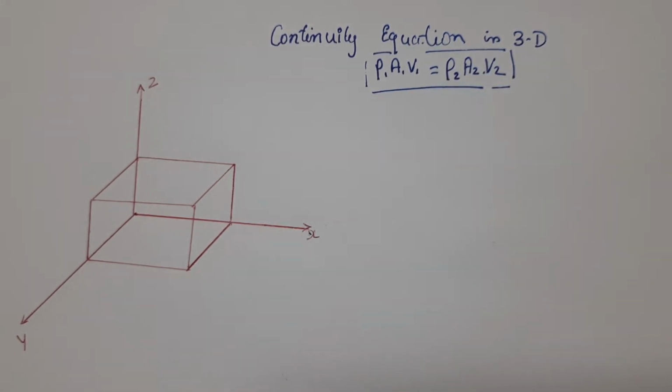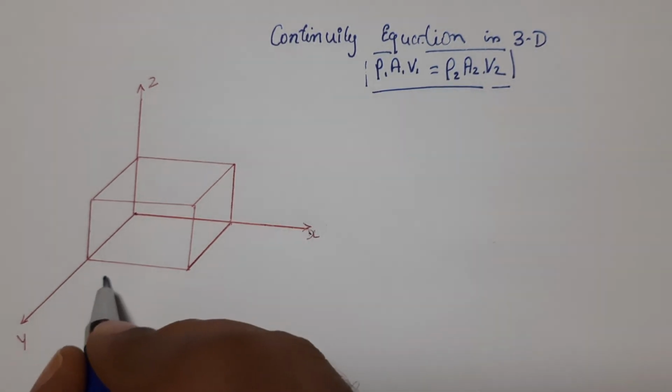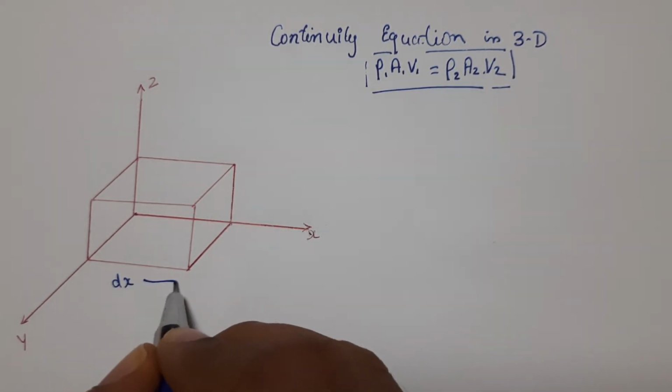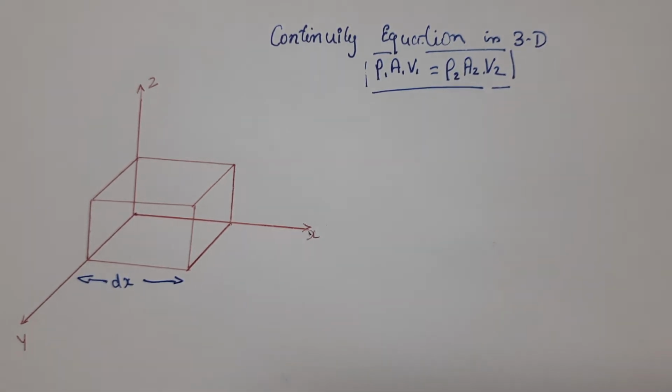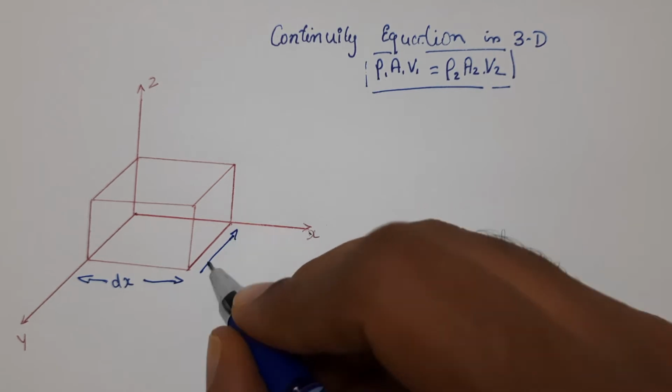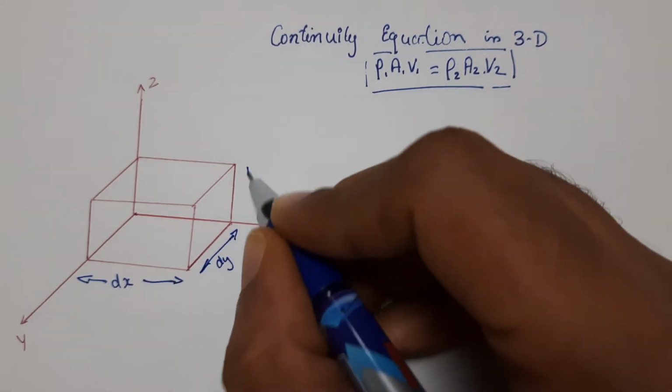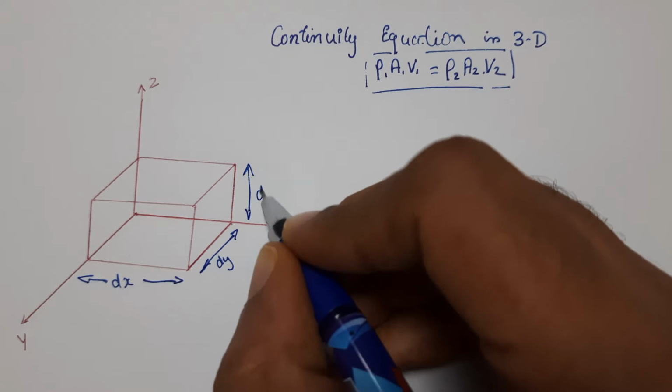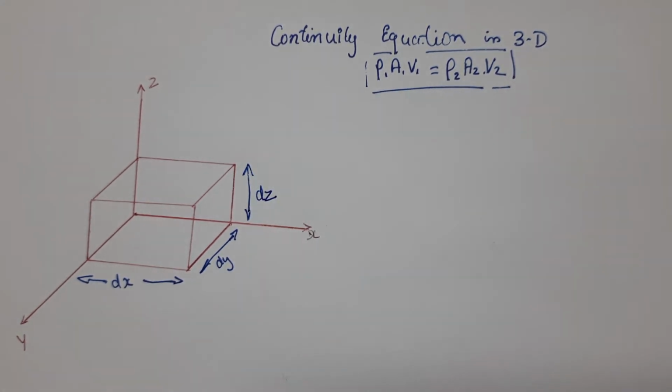To derive this and put it in mathematical form, let us consider this fluid element. This is a fluid element of length dx, this will be dy, and here we'll take it as dz, in the direction of x, y, and z. So this is the size of the fluid element.